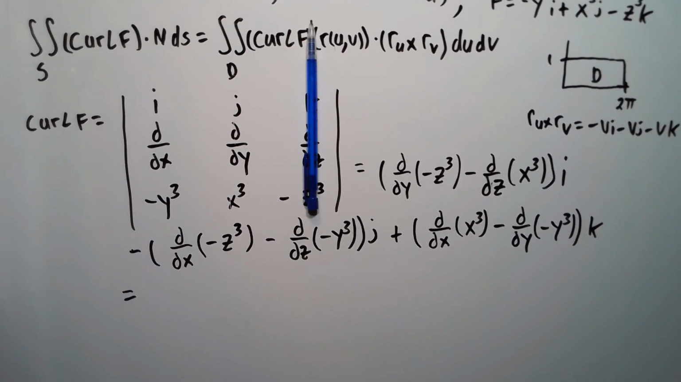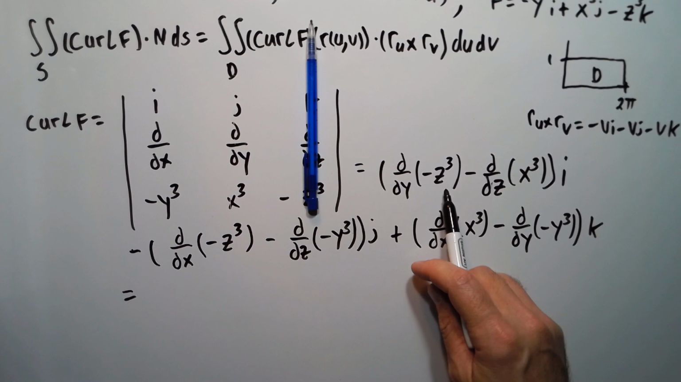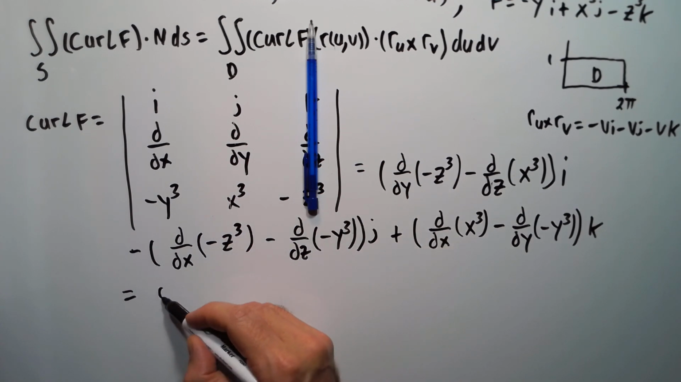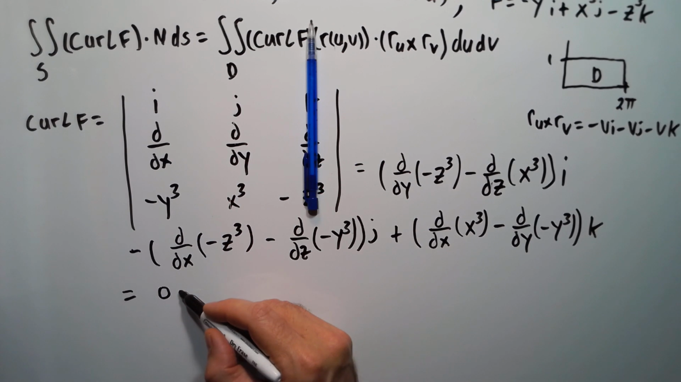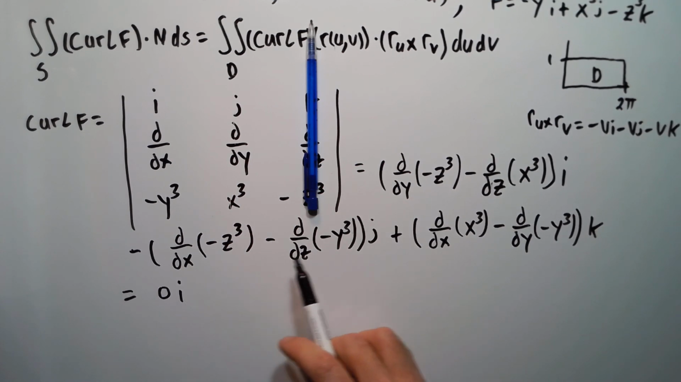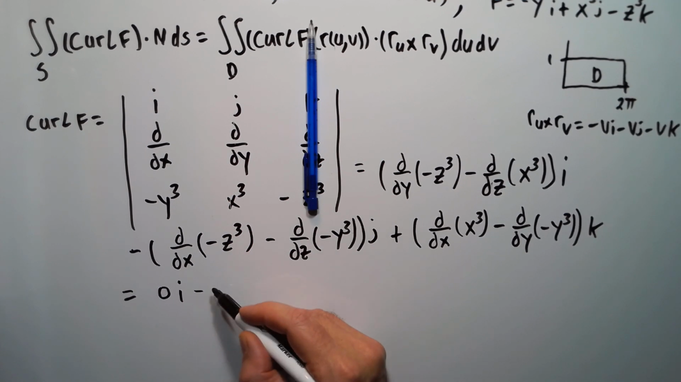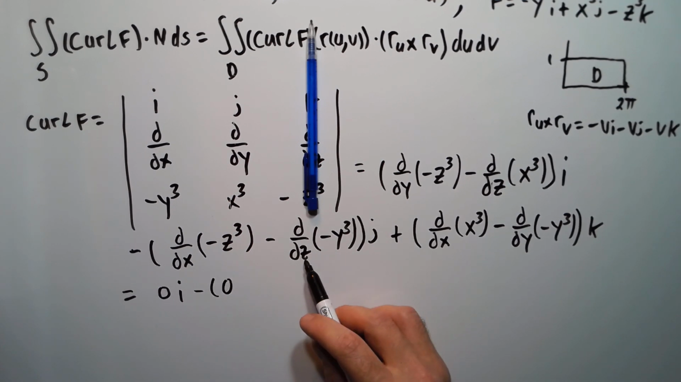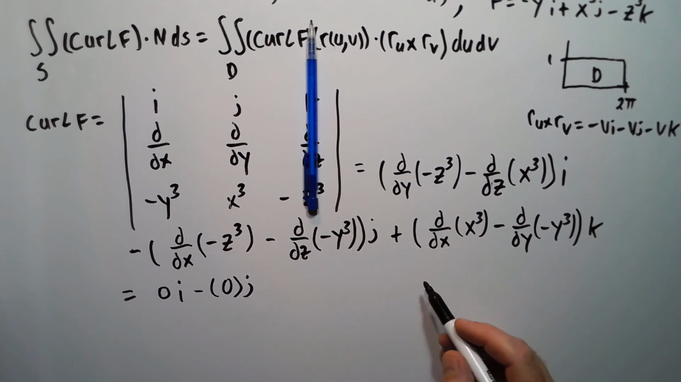So looking at the i component, the partial y operator acting on z would be 0. So it'd be 0 here. The partial z operator acting on x would also be 0. So basically you'd have 0 in the i. Then moving to j, the partial x acting on z would be 0, so minus 0. And the partial z operator acting on y would also be 0. So it'd just be 0j.